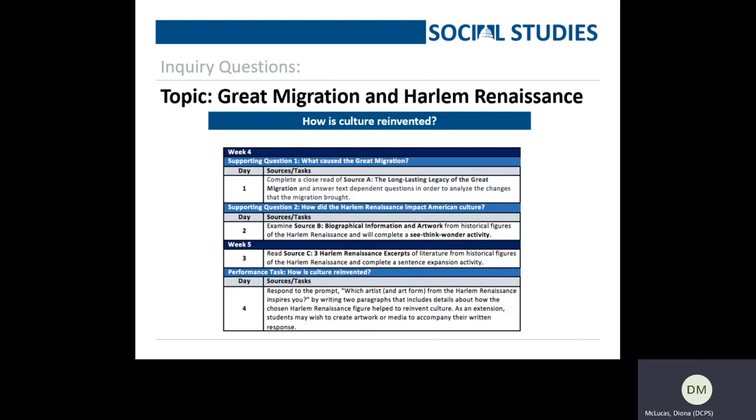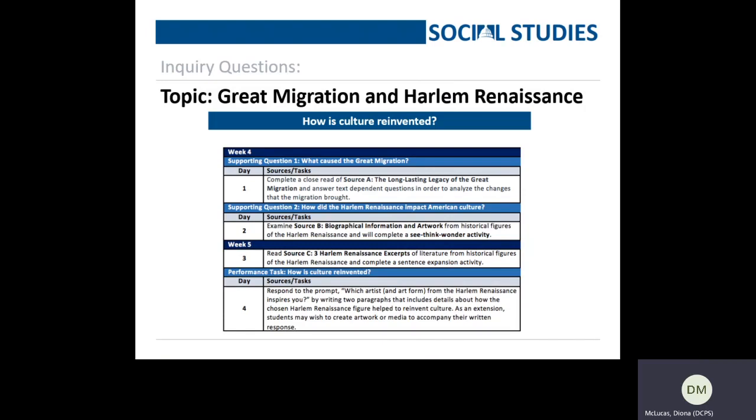First, let's take another look at this compelling question. How is culture reinvented? We have to think about, what does the word culture mean? Let's define the word culture, but let's think about it first. I remember the word culture being defined as a way of life. So we are going to examine changes in people's way of life during the Great Migration and Harlem Renaissance.